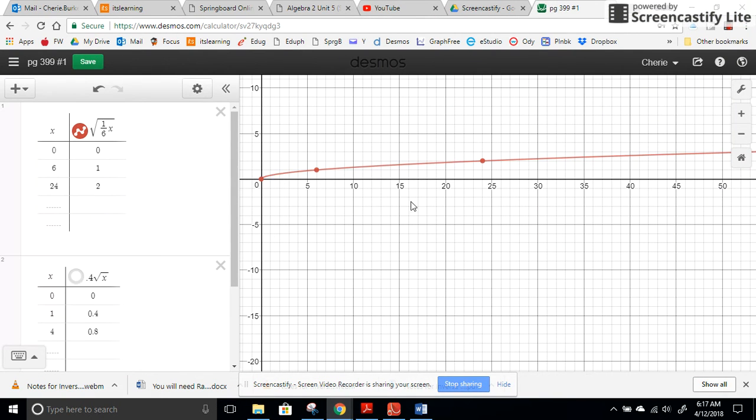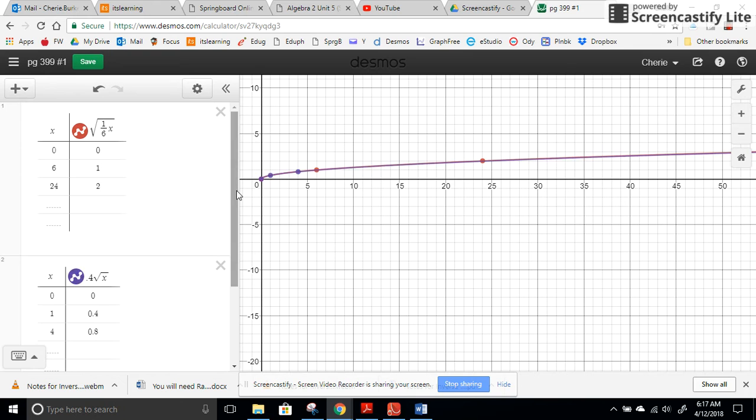So this is a horizontal stretch. It changes each one of the x values. It was 0, 0, 0, 0, 1, 1, 4, 2, but it changed all of the x values. 0, 0, but we multiplied 1 times 6 and got 6. We multiplied 4 times 6 and got 24. And you see that that's the graph, okay?